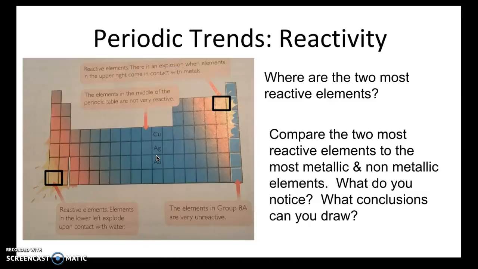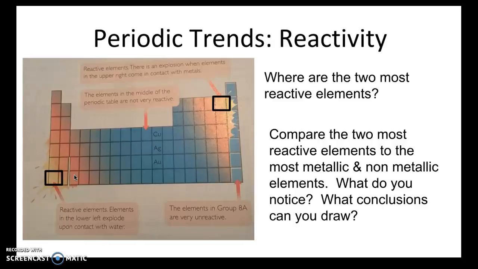So can you draw any conclusions from that? What conclusions can you draw from the fact that the most reactive are the most metallic and non-metallic? One conclusion that you may draw is that the more metallic something is, the more reactive it is. The more non-metallic something is, the more reactive it is.